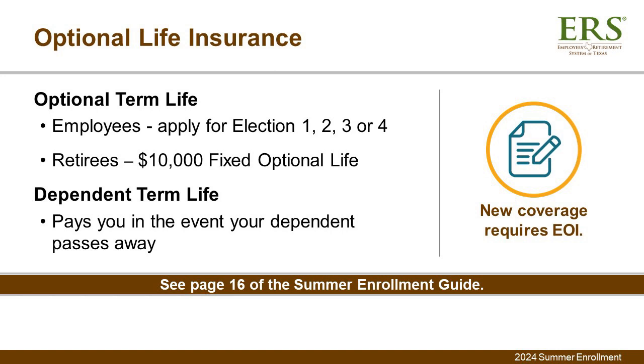Dependent term life insurance is an option available for both employees and retirees. This benefit pays you in the event your dependent passes away. EOI is required and must be approved for this coverage. If you have dependents already enrolled in this coverage, you don't have to submit EOI. Their coverage would continue into the new plan year. See page 16 of the Summer Enrollment Guide.